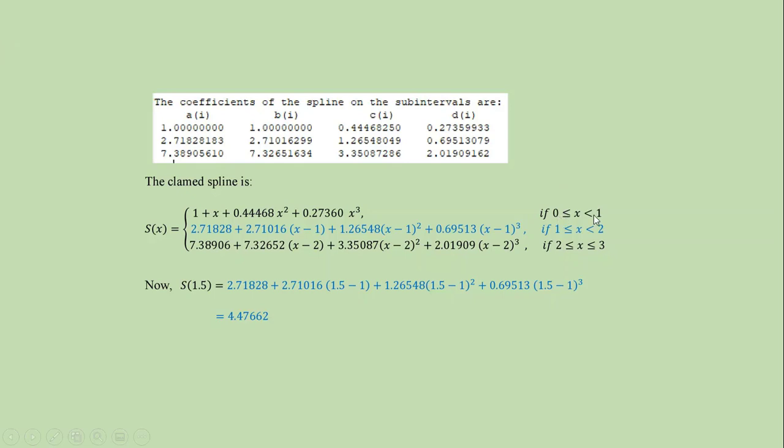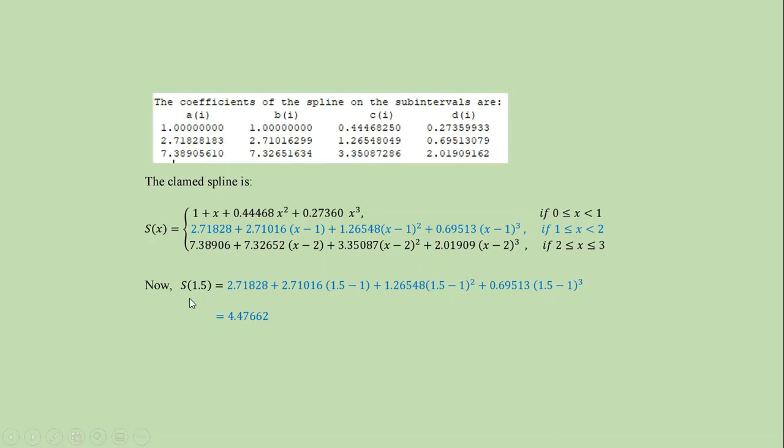From the interval 0 to 1, our polynomial would be 1 plus x plus 0.44x squared plus 0.2735x cubed. On the interval 1 to 2, s of x will be 2.71 plus 2.7101 times (x minus 1) plus 1.26 times (x minus 1) squared plus 0.69 times (x minus 1) cubed. Similarly, this one would be from this coefficient.